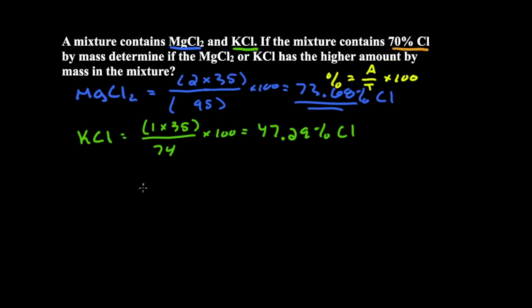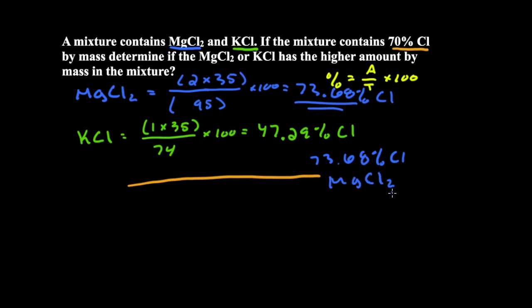So what we'll do here is just we can do like a percentage line, and over here I can represent the 73.68% Cl, and that's going to be the MgCl2, and then over here I can represent the 47.29% Cl, and this will be the KCl over here. And so what I need to do is I need to figure out the number that's going to be in the middle of these.